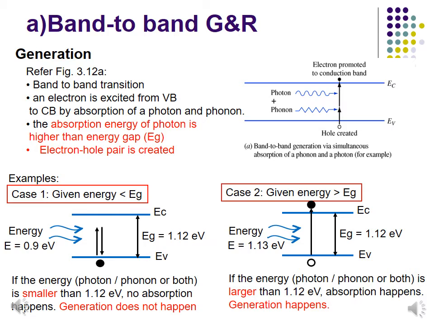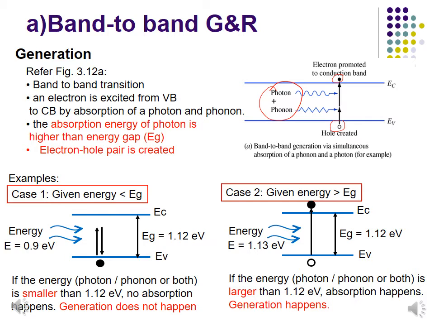First, we'll take a look at band-to-band generation and recombination. For the generation, as can be seen in figure 3.12a, generation happens when there are photon and phonon energies that are absorbed by the electrons at the valence band. If the energy is larger than the band gap, then the electrons can jump to the conduction band and create electron and hole pairs. Let me explain further. Let's look at these examples.